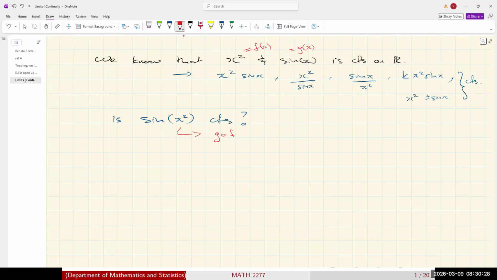So what we're going to now show is that we also have another result, which is not only is the product of two continuous functions also continuous, but their composition is also continuous, which allows us to make even more complicated functions this way.